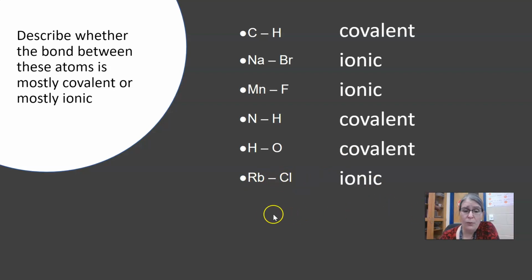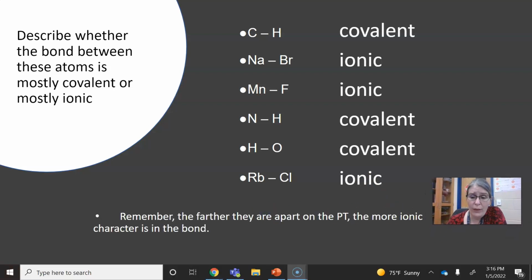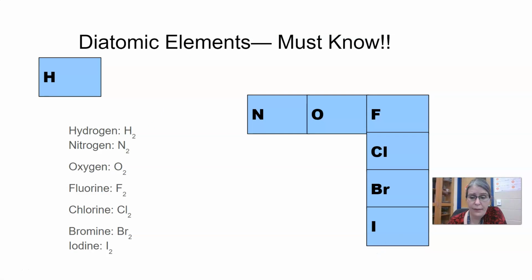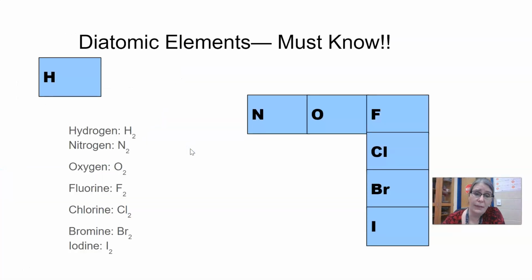So think about what is in that bond, and also you can think about where they are on the periodic table. The farther away they are on the periodic table, the more ionic that bond tends to be. We've talked about the diatomic elements before, but now we can see that these were all non-metals. They are all going to form covalent molecular compounds with each other.